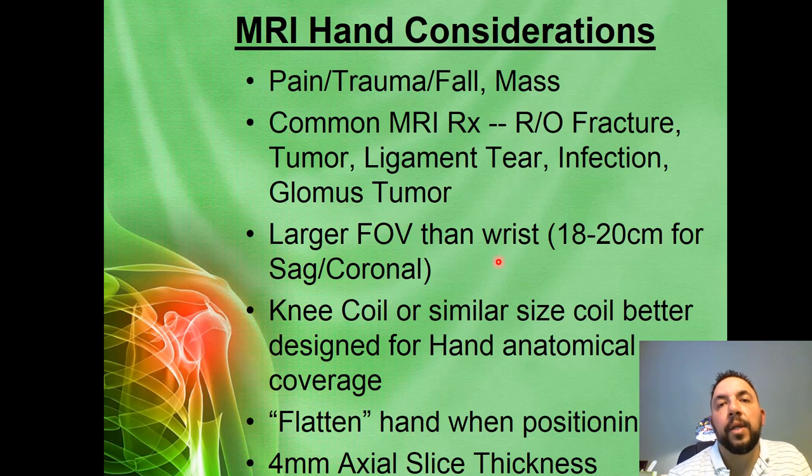Pain, trauma, fall, or mass. The common indications for a hand were a fracture, tumor, ligament tear, or a glomus tumor underneath the nail. Hypothenar eminence in the palm of the hand.